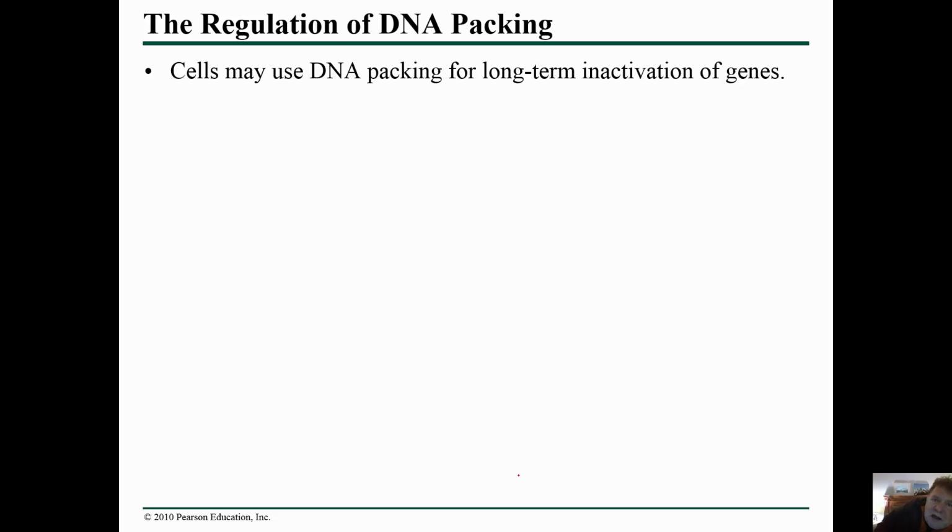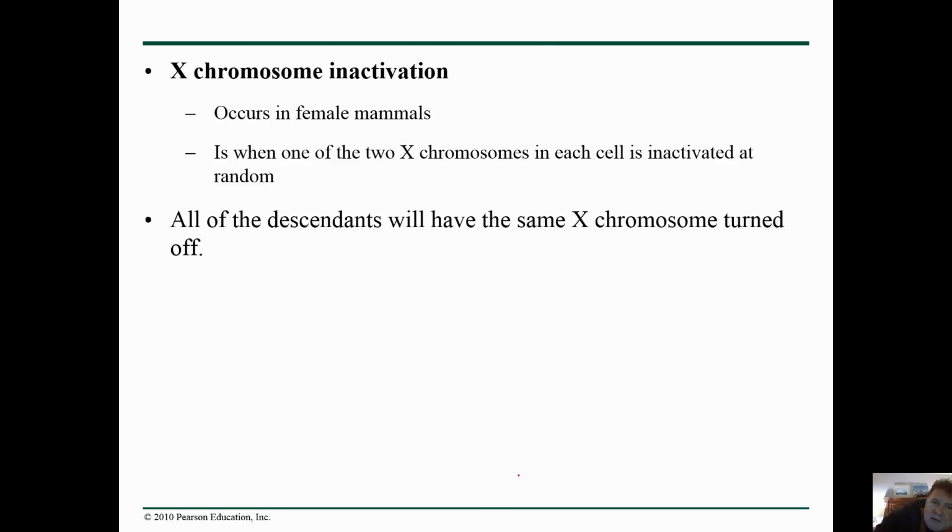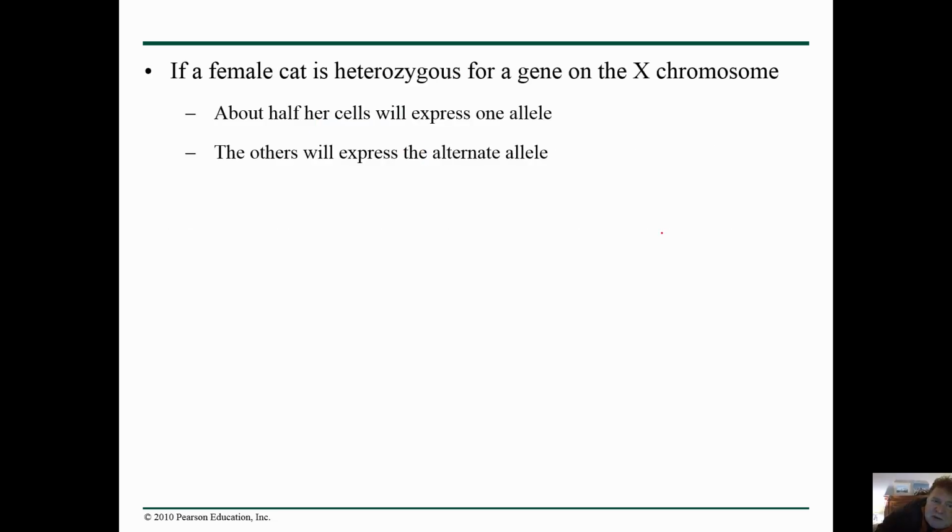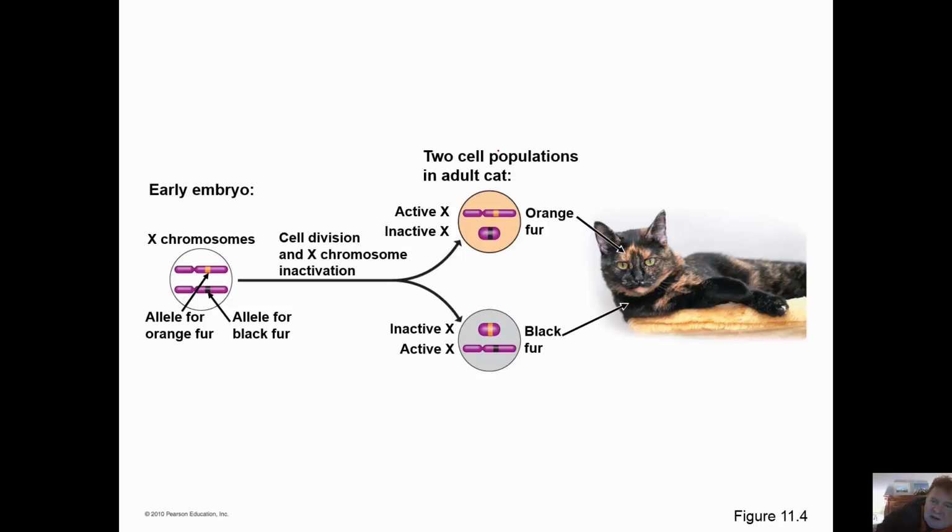Again, let's look at packing. The example that we have of packing occurs in female mammals, where we have two X chromosomes. One of those X chromosomes is inactivated relatively early, and so all of the descendants will have the same X chromosome turned off. If a female cat is heterozygous for a gene on the X chromosome, about half her cells will express one allele and the other half will express the other allele.